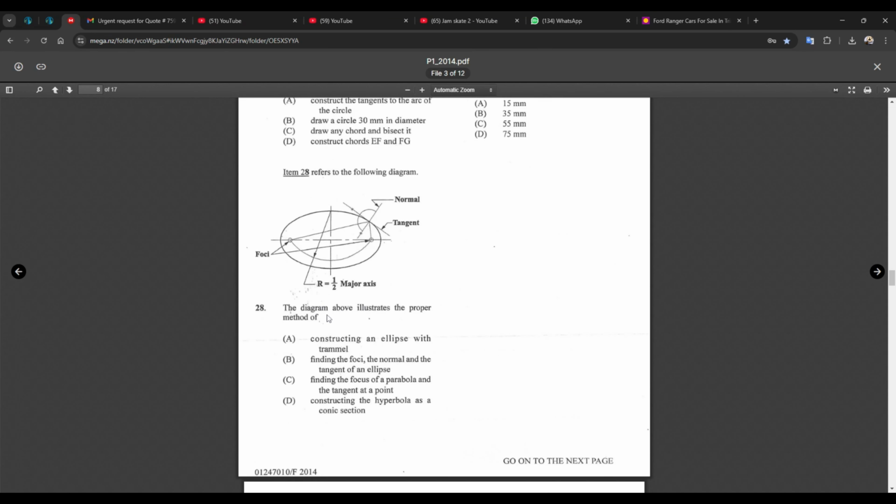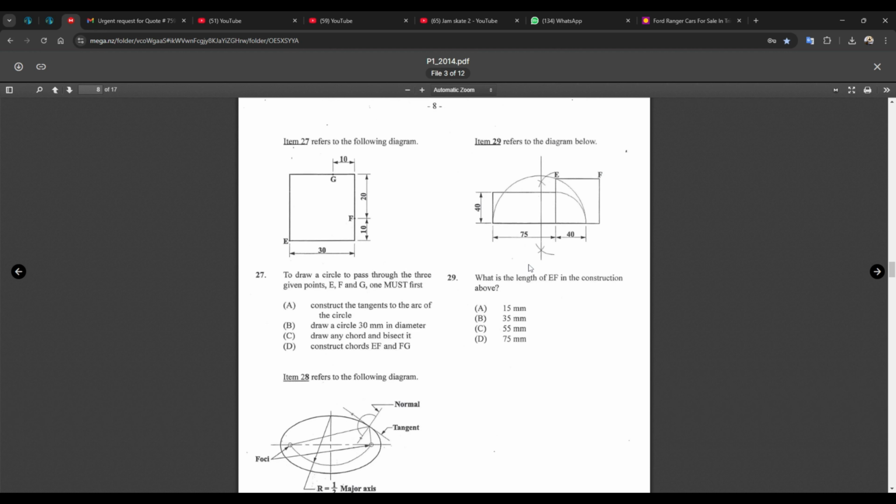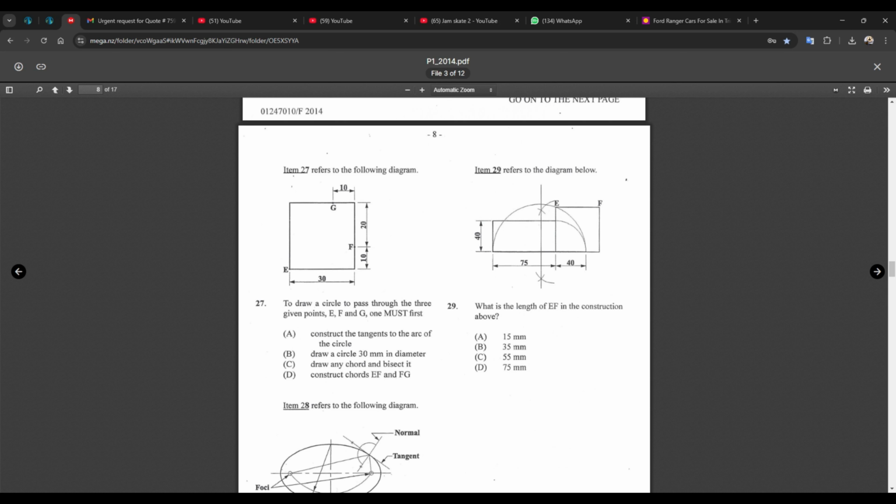Number 28. The diagram above illustrates the proper method of constructing an ellipse with a trammel, finding the foci, the normal, and the tangent of an ellipse, finding the foci of a parabola. Nope. Constructing the... no. B. Finding the foci, the normal, and the tangent of an ellipse. Number 29. What is the length of EF in the construction above? This is EF here.